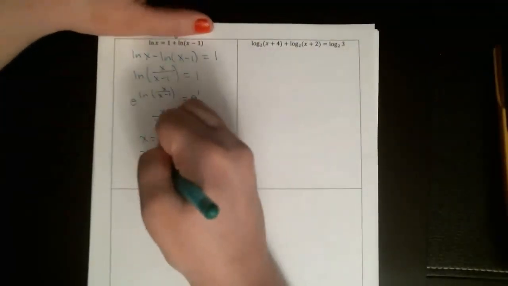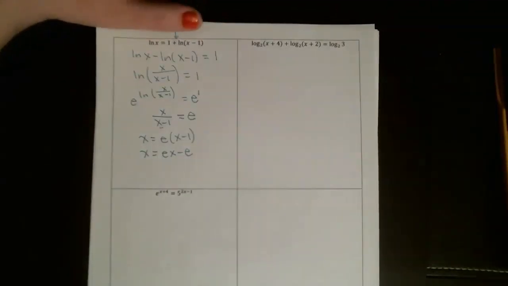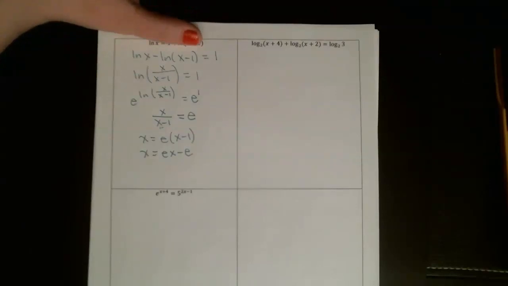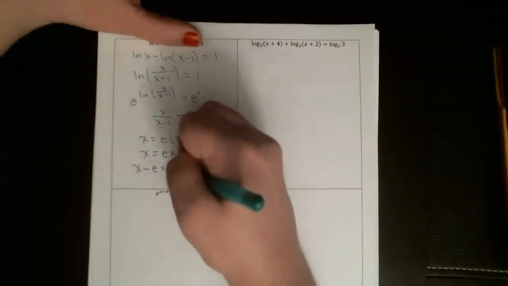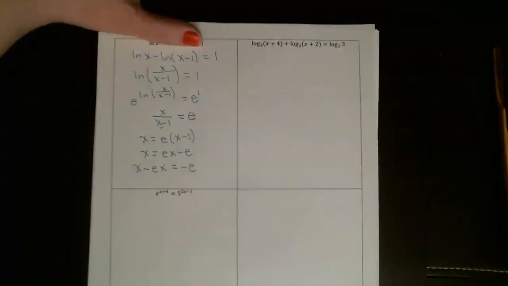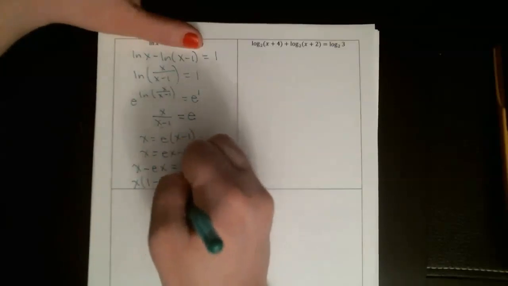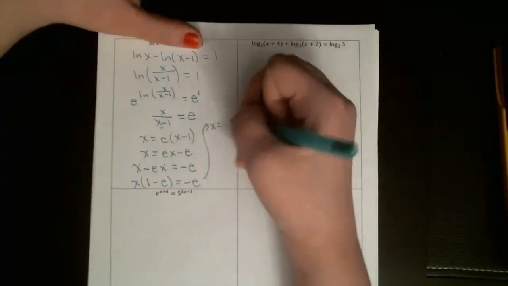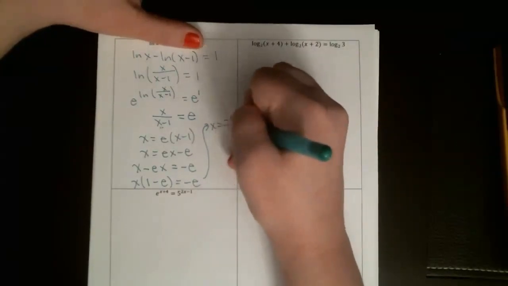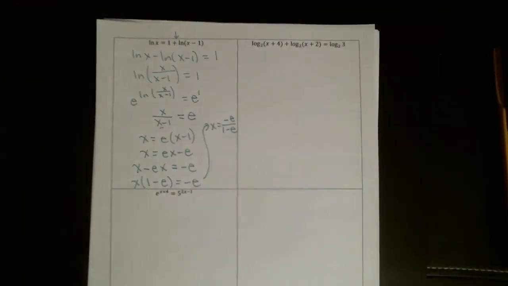I now have an x stuck in parentheses, so I'm going to distribute the e through the parentheses. I think I'm ready finally to get my x's on one side, so I'll subtract an ex. And then once again, I can't combine a 1x with an ex, so I'll factor. Which means I get a negative e over 1 minus e.